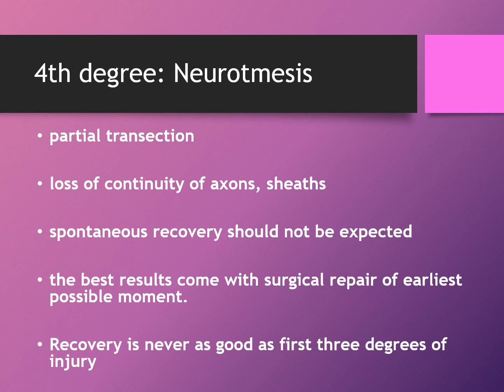In the fourth degree of nerve injury, there is partial transection of the nerve fiber, and there is loss of continuity of the axons and the sheaths. So we cannot expect a spontaneous recovery of the function of the nerve. The best results come with surgical repair at the earliest possible moment after the injury. And if it recovers its function, it is never as good as that of the first 3 degrees of injury.